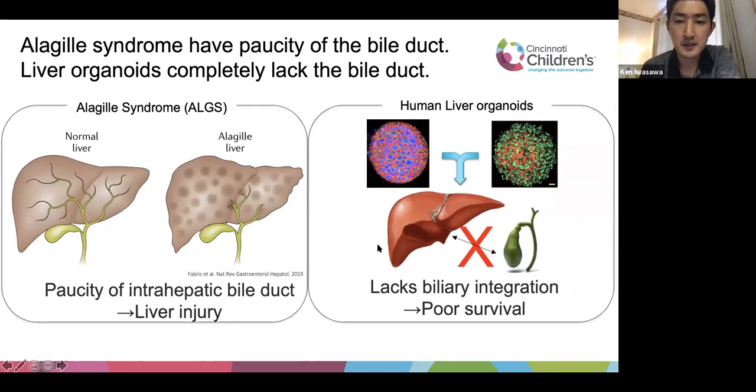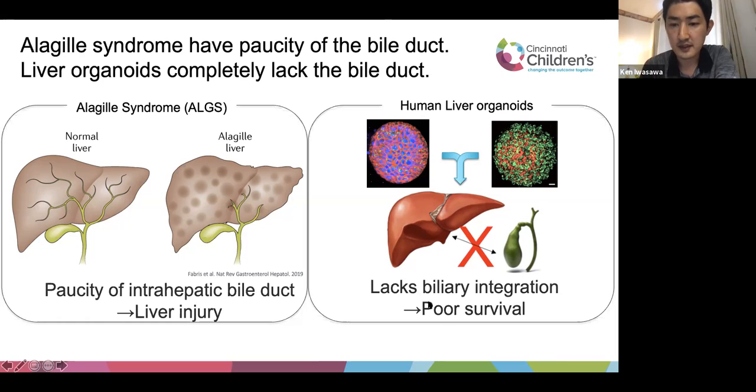Although our human liver organoids consist of functionally developed hepatocytes, they completely lack bile duct integration. Although they do consist of a few cholangiocytes, which are the components that make the bile duct, they don't quite form a bile duct that can excrete the bile acid produced from these hepatocytes. And this lack of biliary integration results in poor survival, especially in the long term.